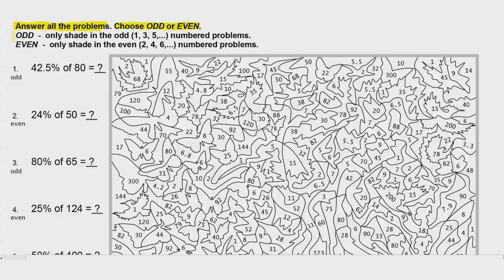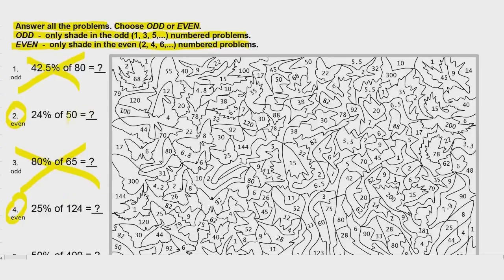If you choose odd, it says only shade in the odd 1, 3, 5, 7, 9, 11 numbered problems. So if you chose odd, when you answer number 1, number 3, and number 5, you would only shade in those answers. So you would not shade in problem 2 and problem 4 because those are the even ones. So you're only shading in the odd problems, but you still need to answer all the questions. The even only shade in even 2, 4, 6, 8, 10. So if you did the even ones, you wouldn't shade in 1, but you would shade in 2. You wouldn't shade in 3, but you would shade in 4.